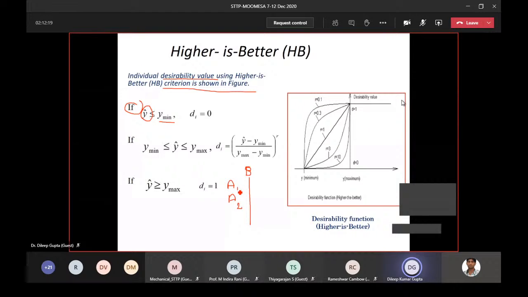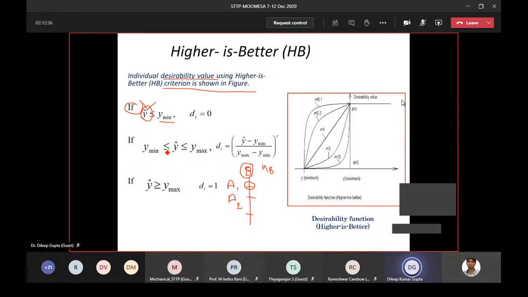We will analyze one by one. We first analyze this criterion. The given criterion, and we have assumed the higher is better condition for this, right? And what is the value given here is this one, y.